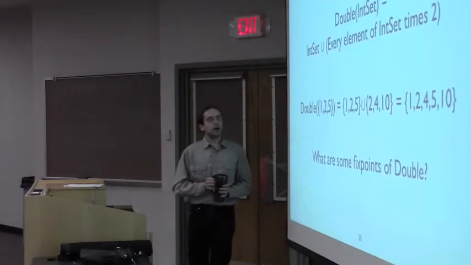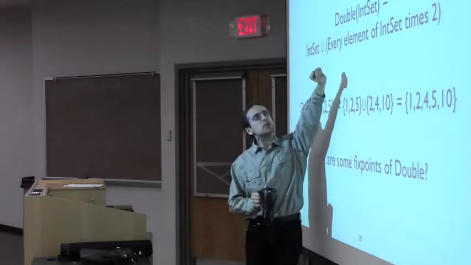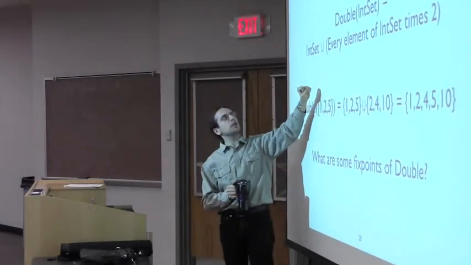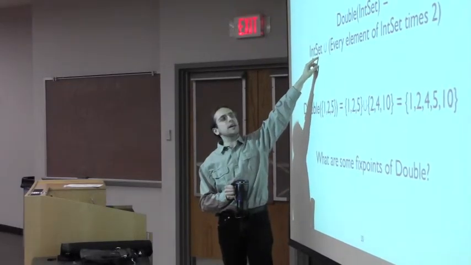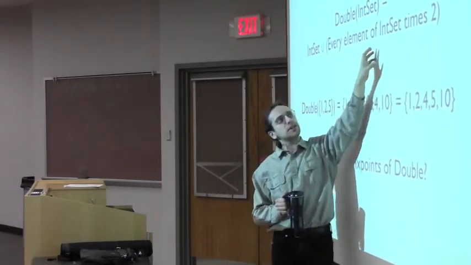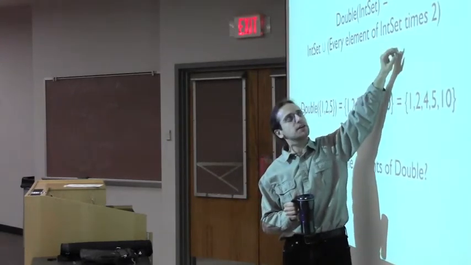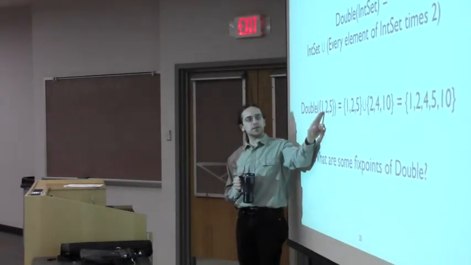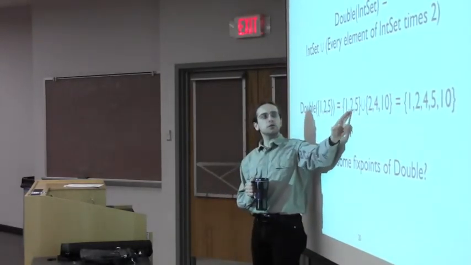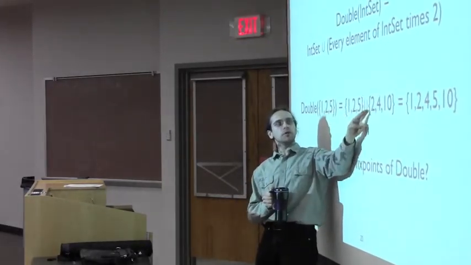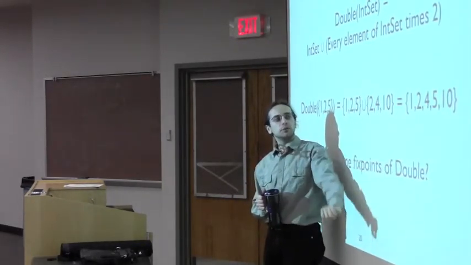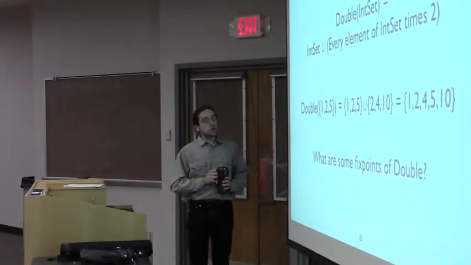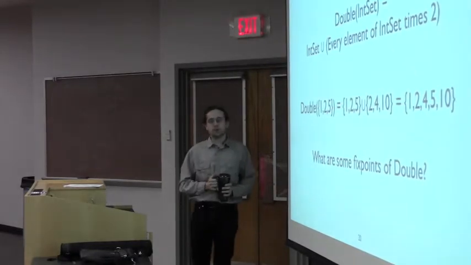Here's another one. Let's say I have a function called double, and it takes a set of integers as input. It produces as output the union of the original set and the set containing every single item in the original set multiplied by 2. So for example, if I call double on the set {1, 2, 5}, I'd get {1, 2, 5} union {2, 4, 10}, which is {1, 2, 4, 5, 10}. So what is a fixed point of double?